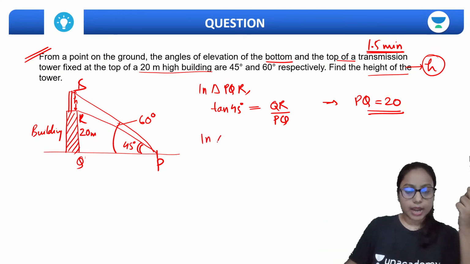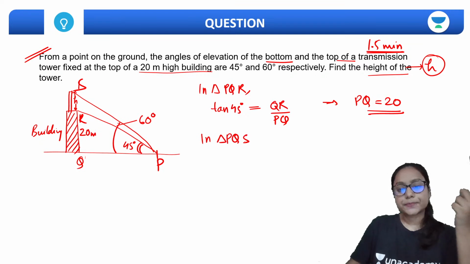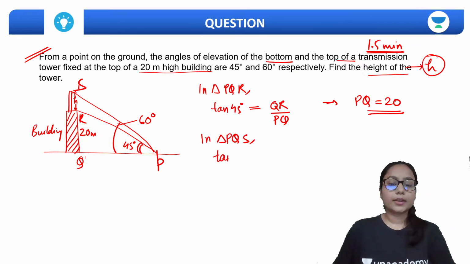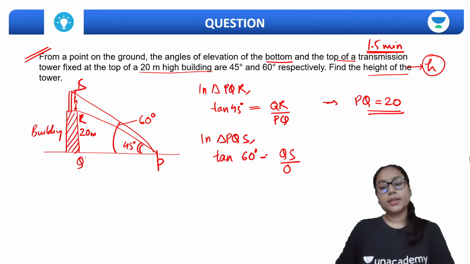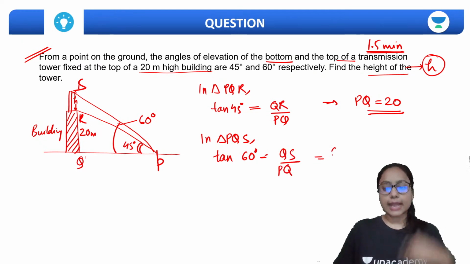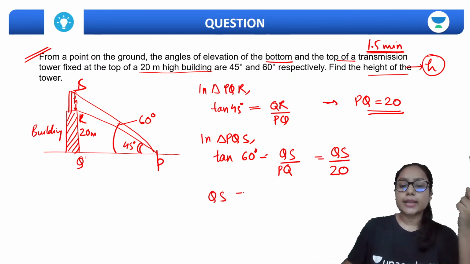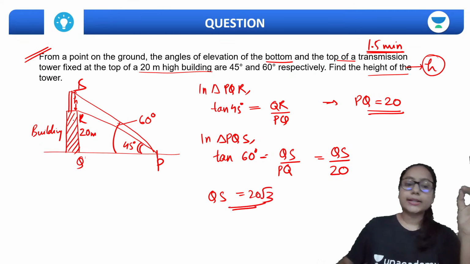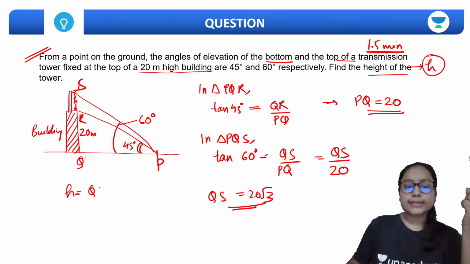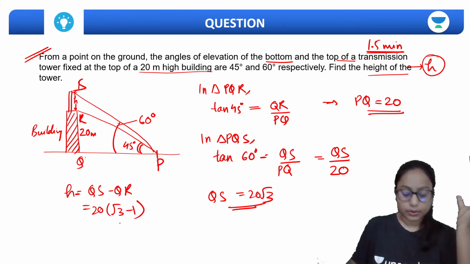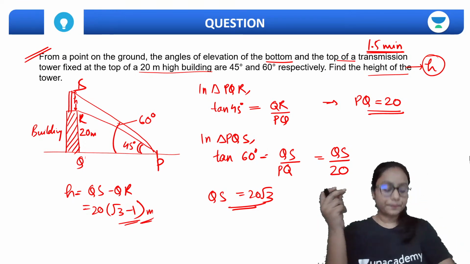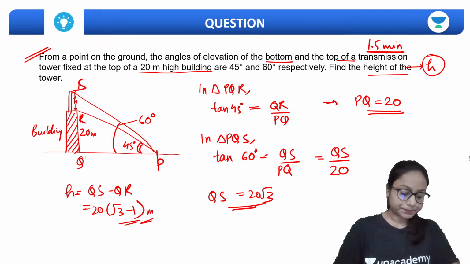Now consider another triangle. That is triangle PQS. Okay, what is the ratio I should take? Tan 60 degrees. What is tan 60 degrees? It will be QS upon PQ. Okay, what is QS? That is what I need to find. What is PQ? 20. So what is the length of QS? 20 root 3. What is the height of the tower? QS minus QR, which is 20 into root 3 minus 1. Okay, all of you, is this clear? 20 into root 3 minus 1.